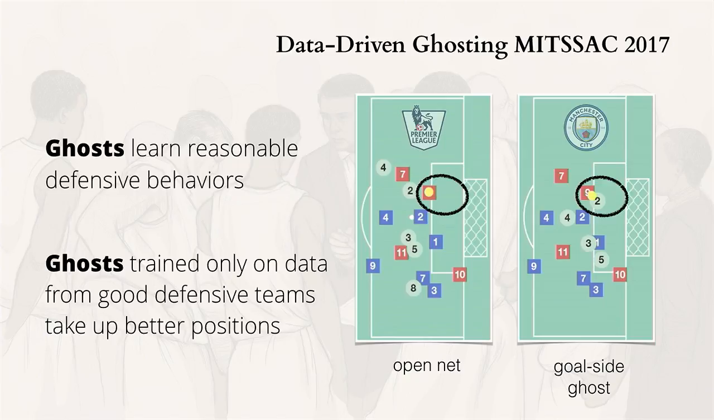So an alternative to this is something called data-driven ghosting. This was presented at this conference last year, and the idea was rather than using humans to label where everyone should have been, we just leverage all the existing trajectory data and say, where were defenders typically? And it passes the sniff test, right? You get reasonable-looking behavior, and you see nice things, like if you only train your models using examples from good defensive teams, you get better defensive ghosts.